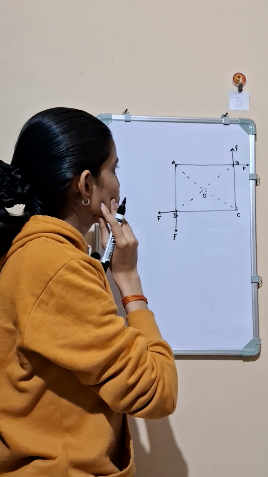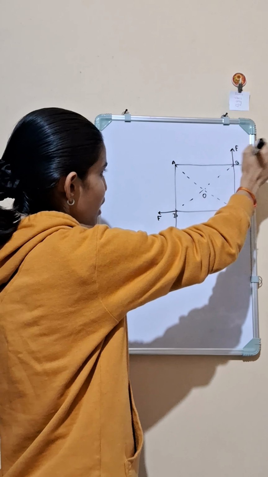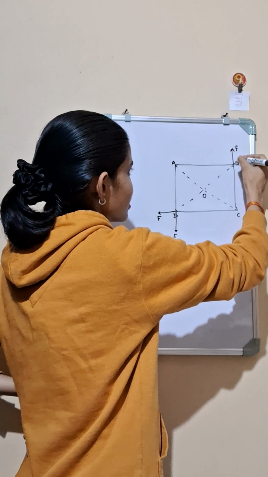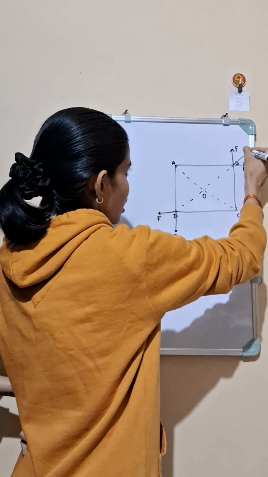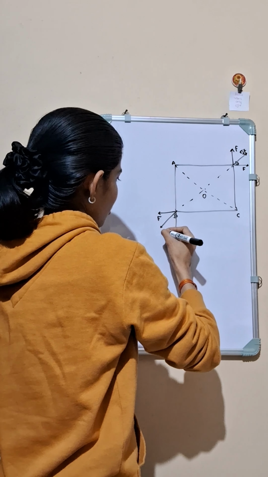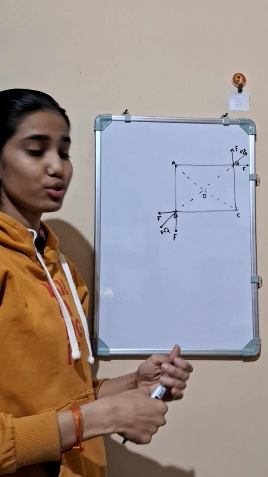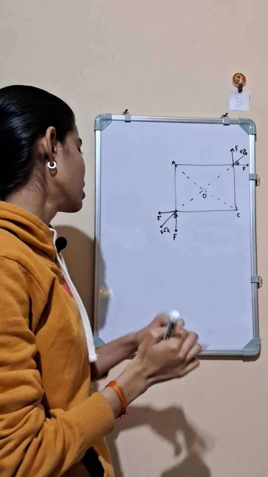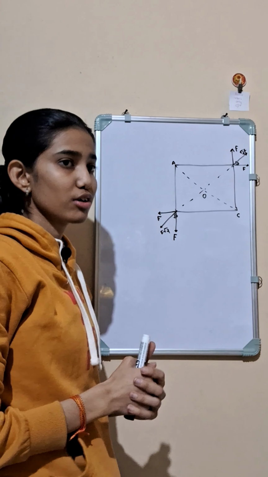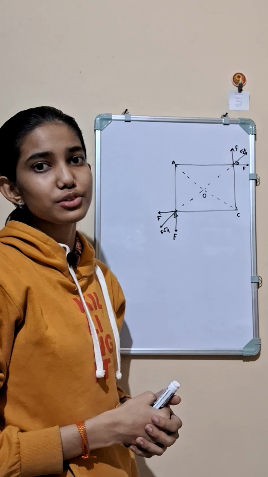So now you can see that there is a force along AB and CB. It will have a resultant of F root 2, and here also an F root 2 force. Why? Because by the vector law of addition, here they are making an angle of 90 degrees, so the resultant will be equal to the square root of a square plus b square plus 2ab cos theta.